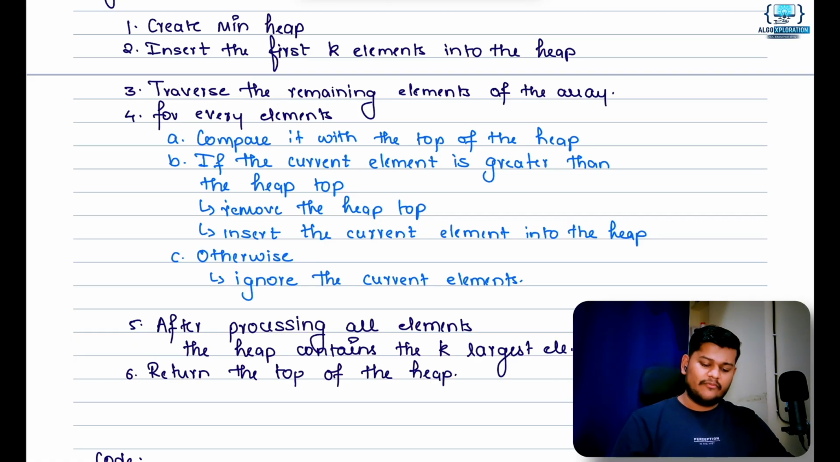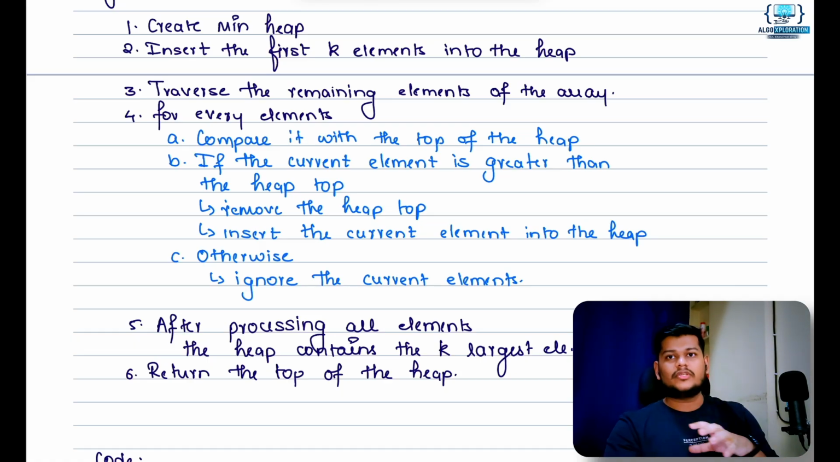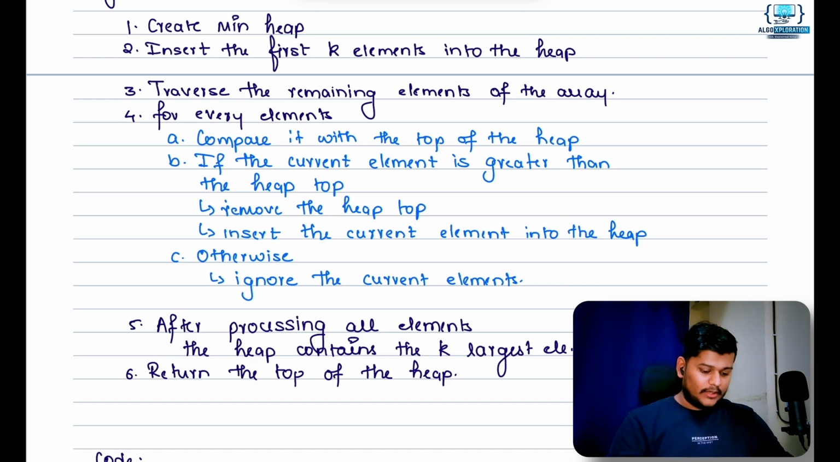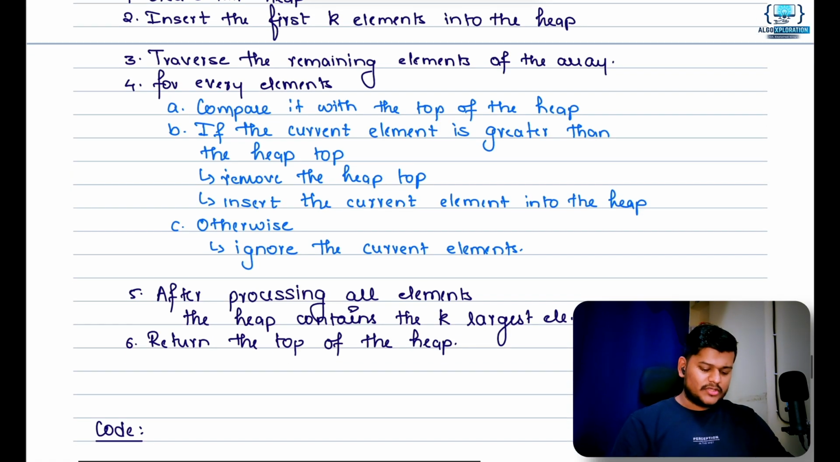Now the heap will rebalance itself. You don't need to take care of how the heap structure will look after removing the minimum and inserting the new value. You don't need to worry about that. The priority queue will take care of it. But if the current element is smaller than the minimum value, then we just need to ignore it. Perfect. After processing all the values, the heap contains the kth largest element, right? Obviously. And then we just need to return the top of the heap. That's it. We are done.